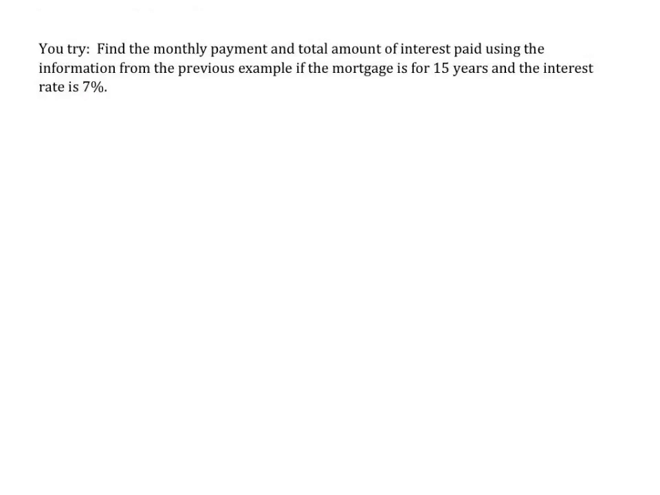You try. Find the monthly payment and the total amount of interest using the information from the previous example, except our mortgage this time is only for 15 years and we have a slightly higher interest rate of 7%. When you've finished, go ahead and play the video and we'll go through this problem together.